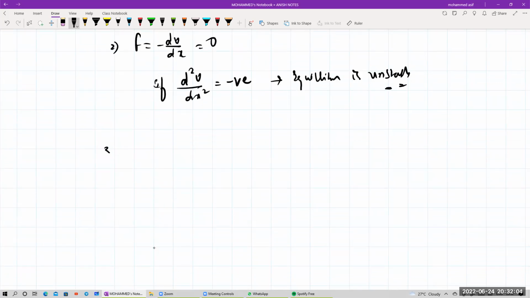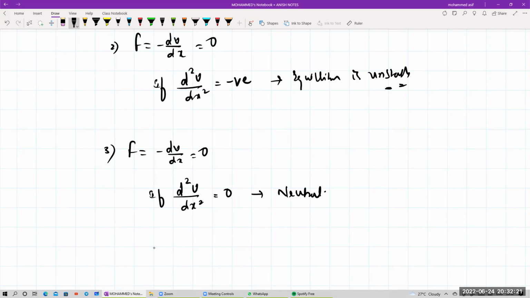In the same way, F is equal to minus dU by dx is equal to 0. If d square U by dx square comes out to be 0, in that case the equilibrium will be neutral equilibrium. Got it? Yes, sir. Got an idea?